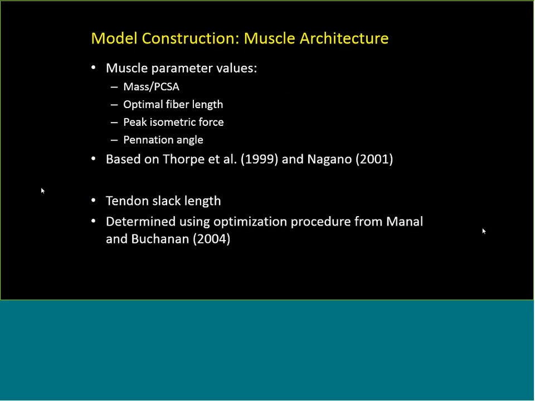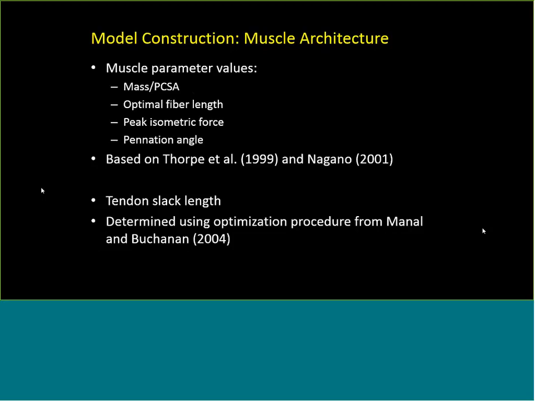Some of the techniques that are used in human musculoskeletal models to determine the tendon slack length, so the resting length of the tendon in the muscle model for each of the muscles, a number of these techniques, based on average sarcomere length or matching peak isometric torques, just currently are not possible in chimpanzees. So we used a numerical optimization procedure to estimate the tendon slack length based on a technique that was described by Manal and Buchanan.